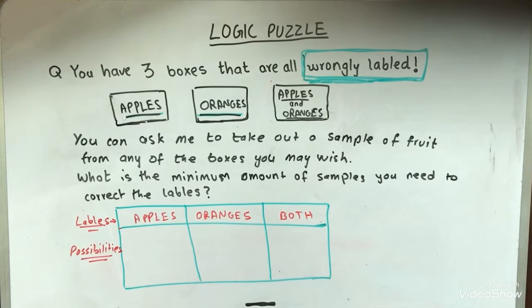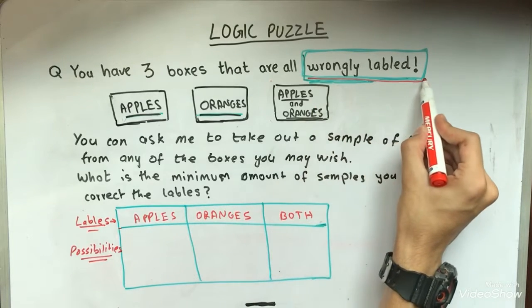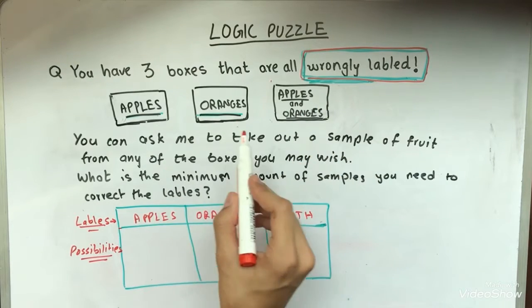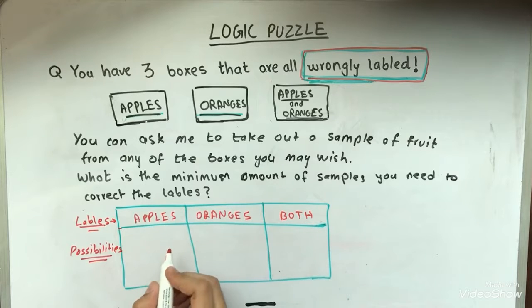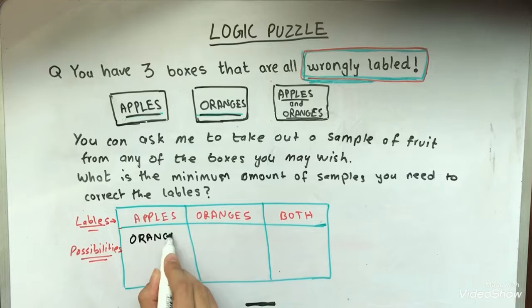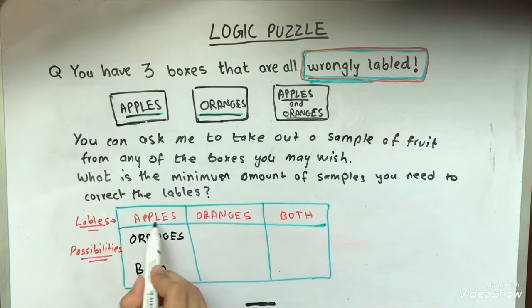Here, in the box that has the label apples, this piece of information is really handy. You need to keep in mind all the time that they are all labeled incorrectly. So the box that is labeled apples must not contain apples. The only thing it can contain is oranges, or it can contain both, because the label did not say apples and oranges. It just said apples, so it is wrongly placed.